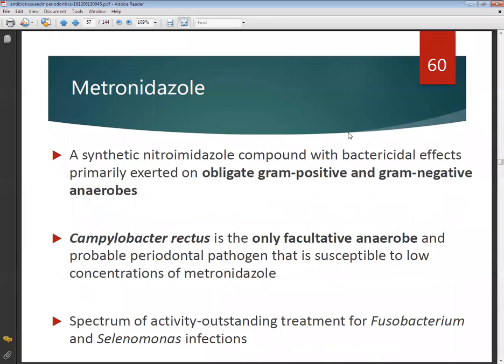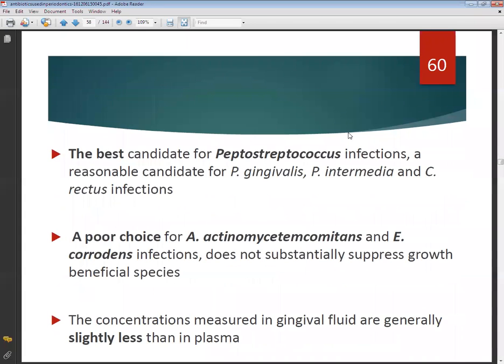Another drug is metronidazole. This drug is mainly used for gram positive as well as gram negative bacteria. Gram negative bacteria are usually more affected by metronidazole.